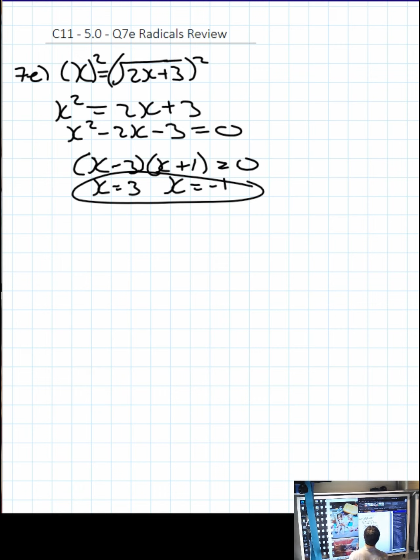Okay, perfect. So now we're going to take our first answer 3 and substitute it back into the question before we squared both sides. 3 equals square root 2 times 3 plus 3. Good. We're going to get 3 equals the square root of 9, check mark. Okay, beside it, let's take -1. -1 equals root.